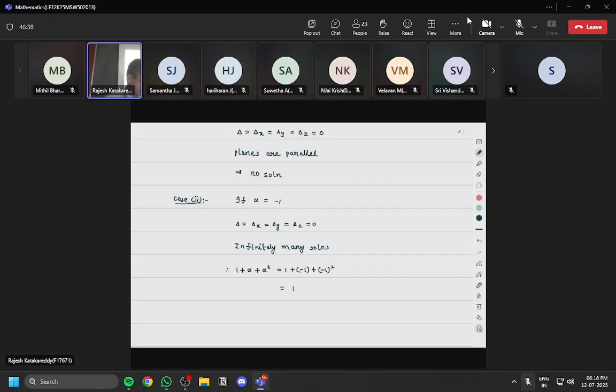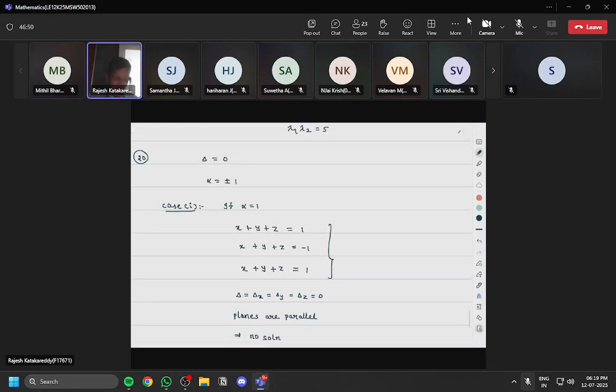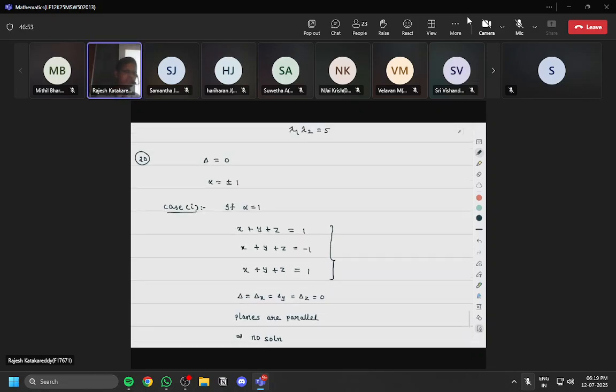So in matrices, given that the system has infinitely many solutions, I equated the delta to 0. Then I got the alpha value as either +1 or -1. Anything else you need? I did delta equals 0. Only two roots I have: one is +1, another is -1. Right? Anything else?